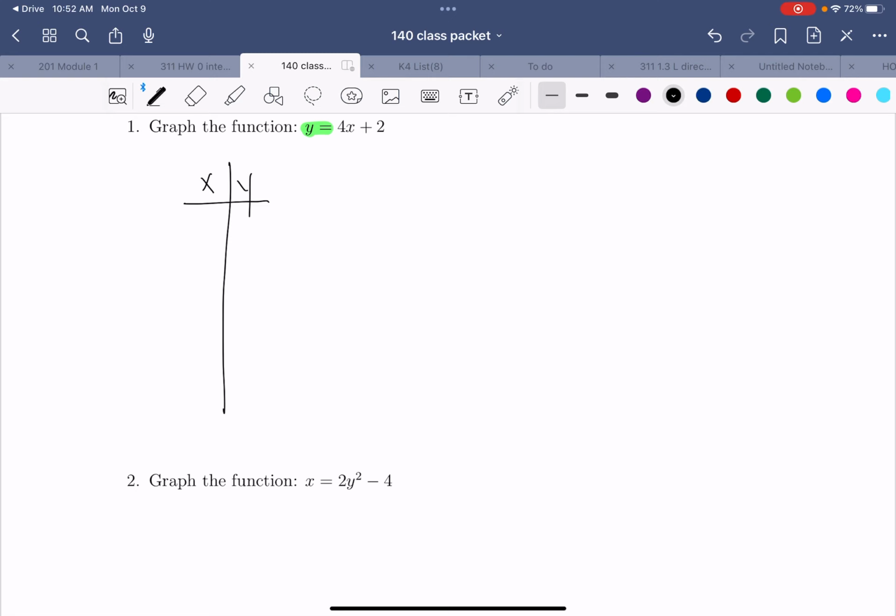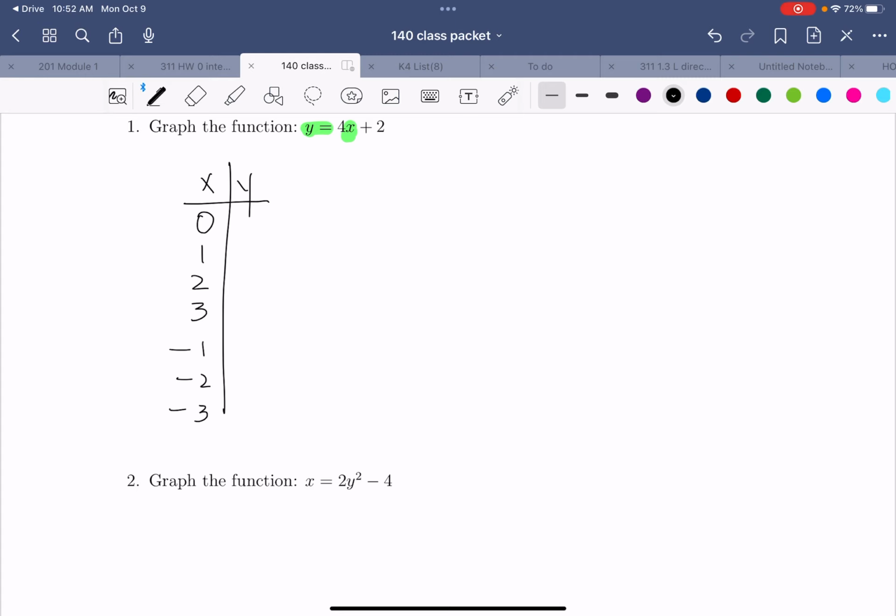I have x and y because this says y equals. So x is my independent variable, y is my dependent variable, and I'm going to pick some numbers to be x: 0, 1, 2, 3, -1, -2, -3. And we're going to plug in right in for the x right here. So I'm going to take that number, multiply it by 4, and add 2.